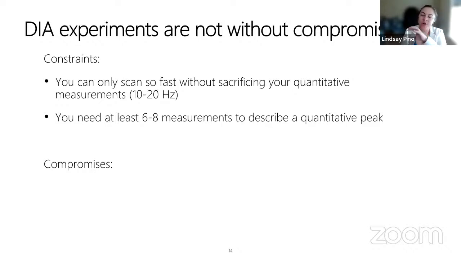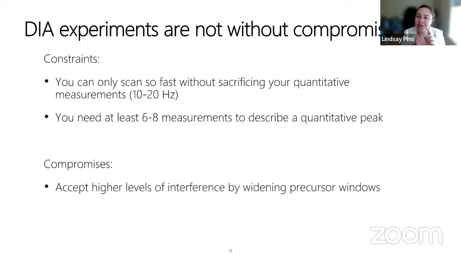Related to this, in order to get enough points across the peak for a chromatogram to be good, precise, accurate quantification, you need at least 6 to 8 measurements. So you can kind of see how those two play into each other. If you need at least 6 to 8 measurements, but your instrument can only make so many measurements a second, you have to do some math to figure out what the best way to run your instrument is.